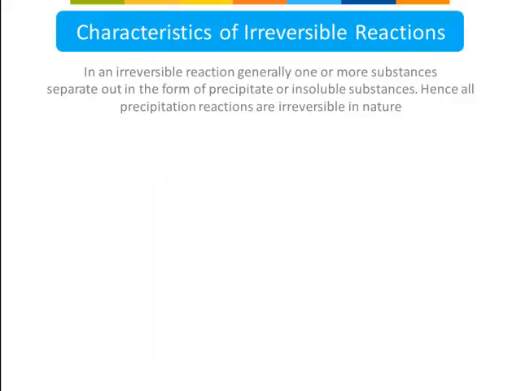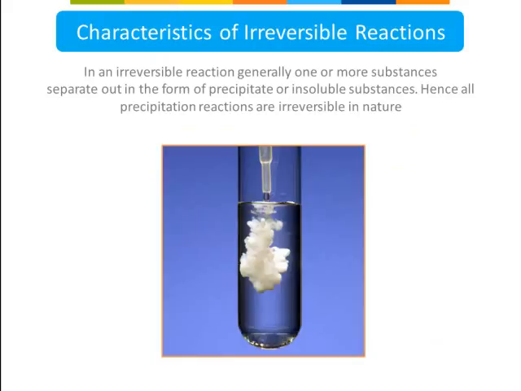We now take a look at the characteristics of irreversible reactions. In an irreversible reaction, generally one or more substances separate out in the form of precipitate or insoluble substances. Hence, all precipitation reactions are irreversible in nature.